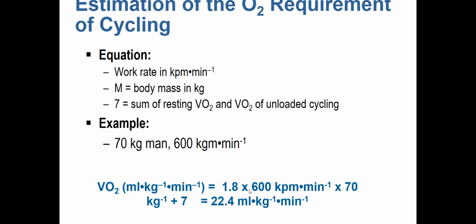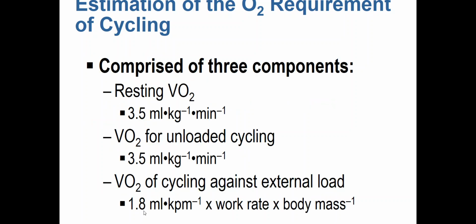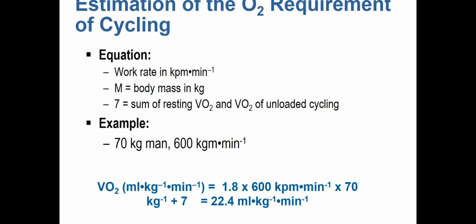You take into account 1.8, which, like I said, is the standard unit for cycling against an external load. You multiply it by the rate of the speed of the cycle, 600 kiloponds per minute, and then you multiply by 70 kilograms, which is the force of the individual, and then you add in 7, and then you have mLs per kg per minute, which is the unit for VO2 max.